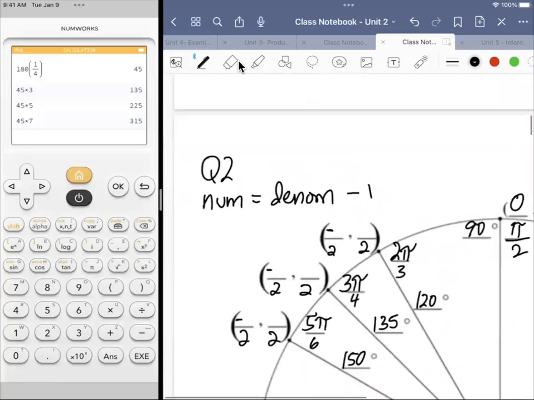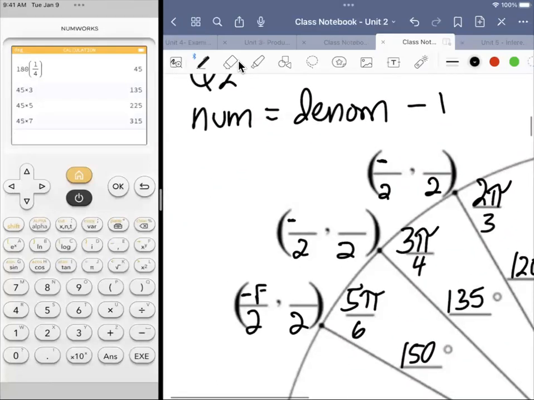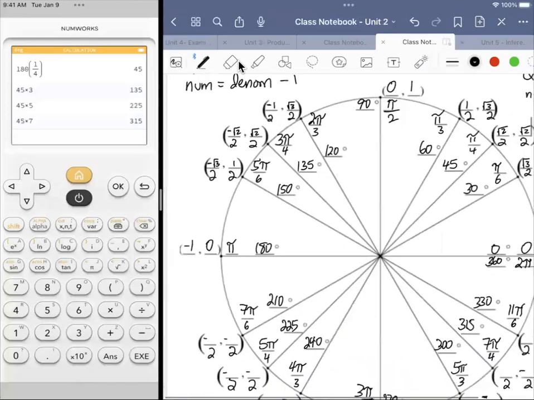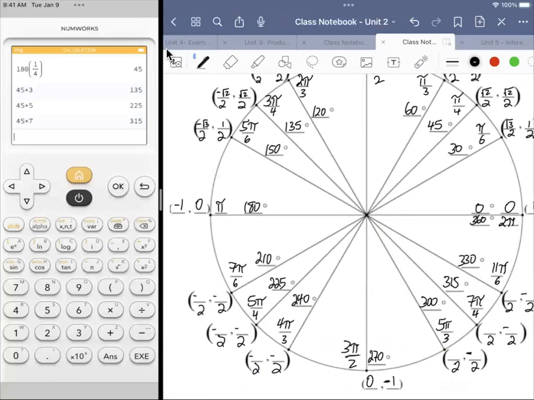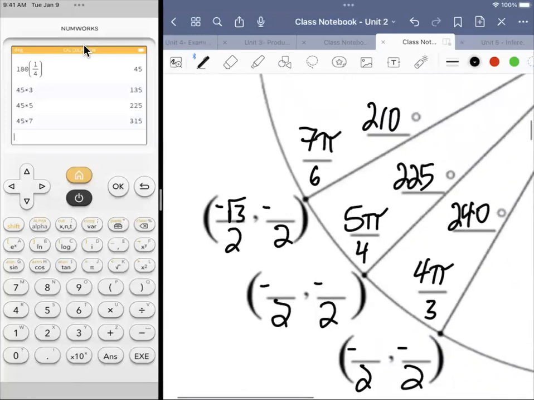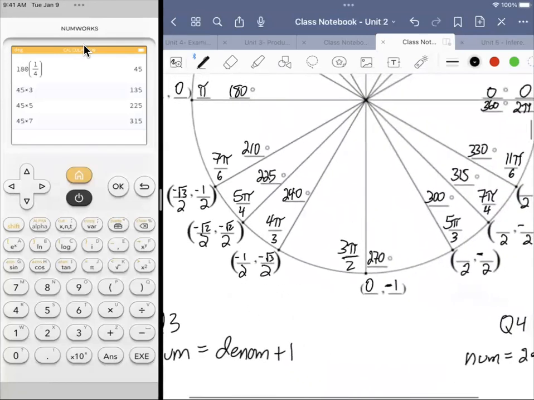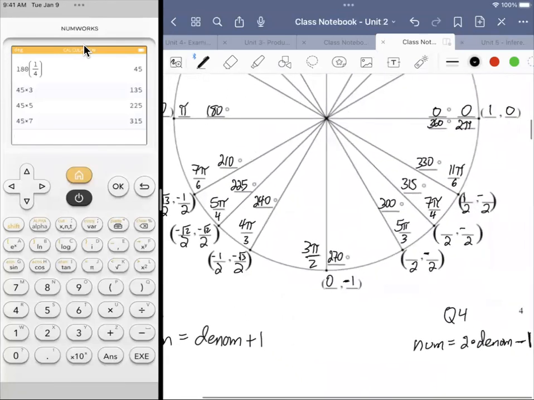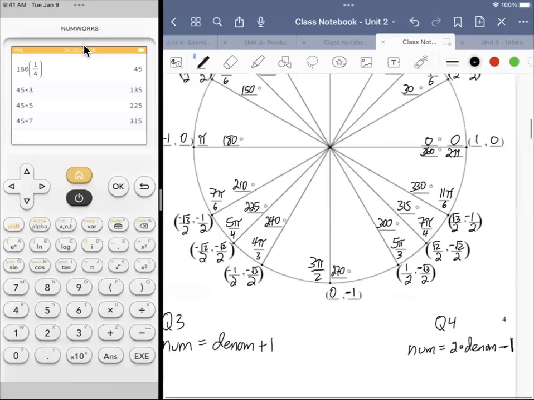All right, over here, rad 3, rad 2, rad 1, and we're just repeating that process in every quadrant. And last but not least, rad 3, rad 2, rad 1. All right.